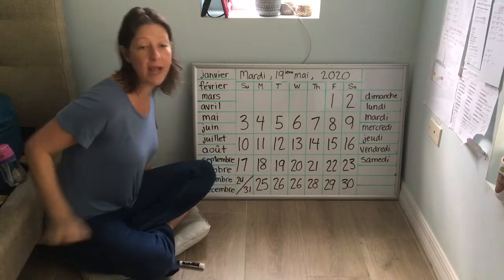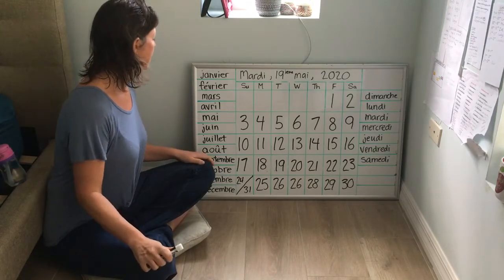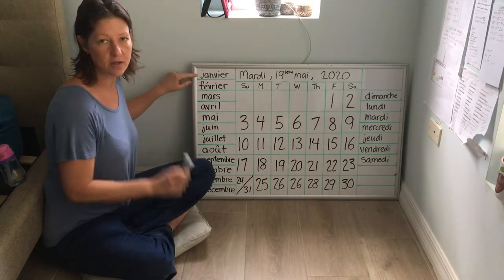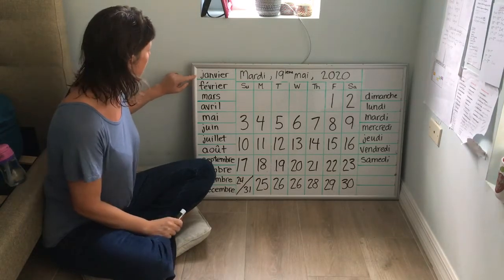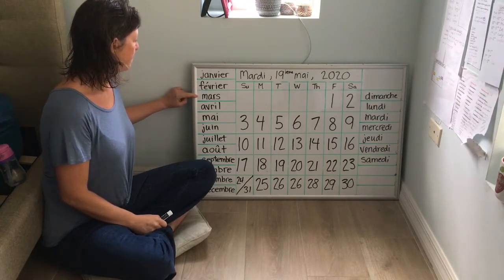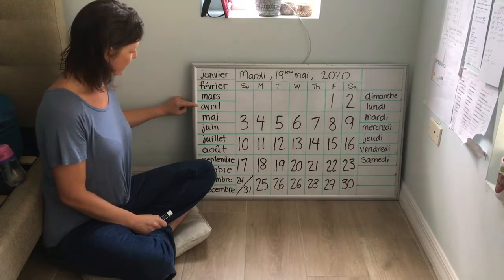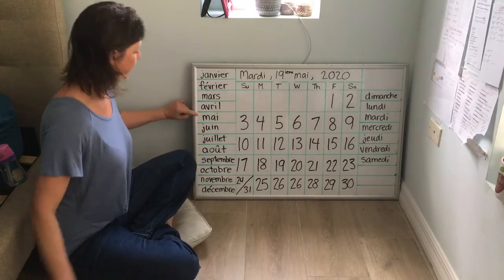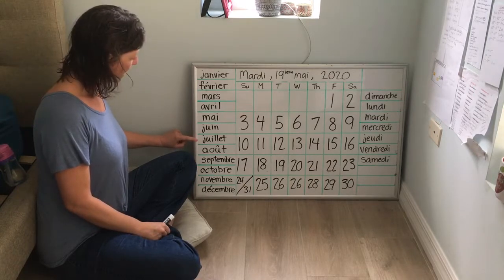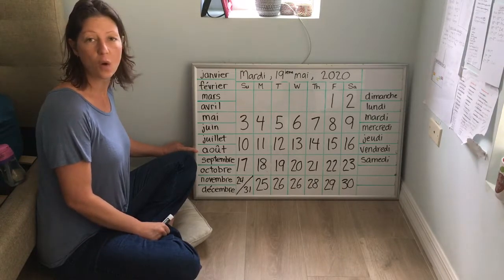So now we will look at the names of the months of the year in French as well. January is janvier. You must be repeating after me, right? February is février. March is mars. April is avril. May is mai. June is juin. July is juillet. August is août.